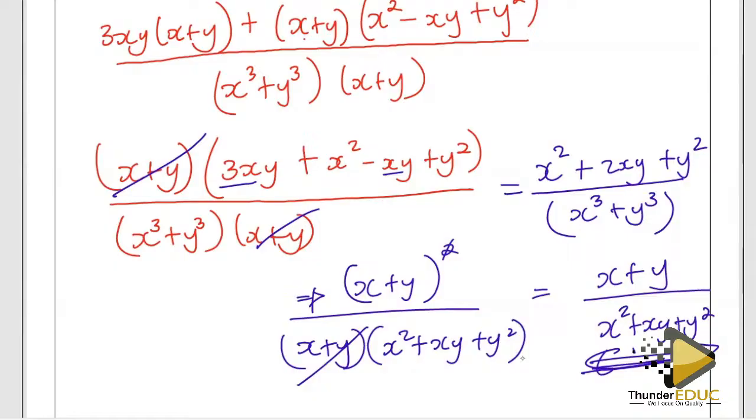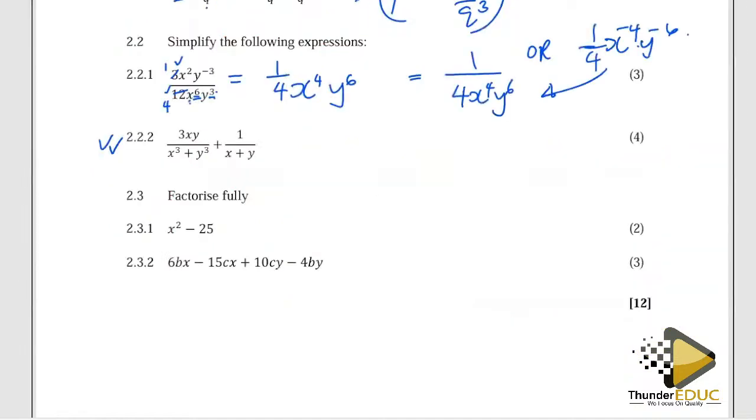Okay, now I know some people might be tempted to cancel this x and maybe one of the x's, and then please don't do that. You cannot cancel things out like that. So that becomes our final answer for 2.2.2.